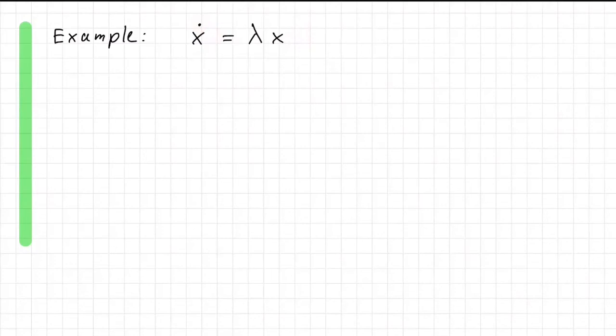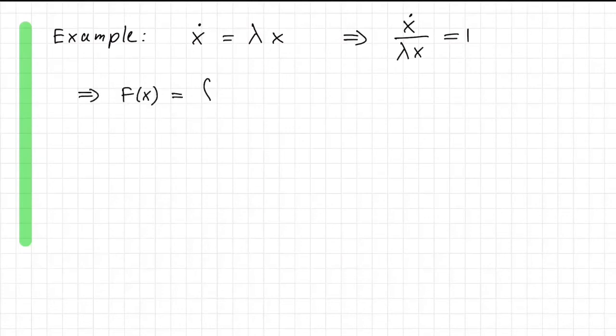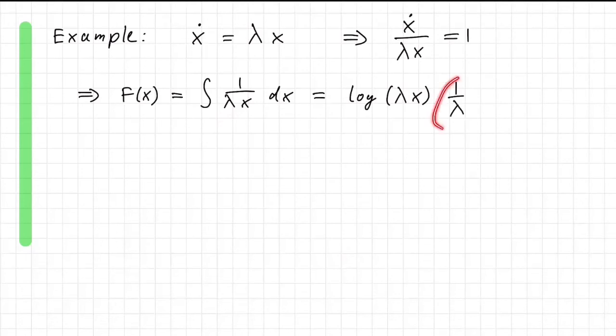Now let's apply the trick that we just defined to this particular equation. We get x dot divided by lambda x equals 1. We need to calculate capital F of x, which is the indefinite integral of 1 over lambda x dx. Now, the integral of 1 over x, we know that this is the logarithm. We just need to take care of the fact that there's another constant here. So what we get in total is a logarithm of lambda x divided by lambda. This 1 over lambda just comes from the chain rule when we do this integration.